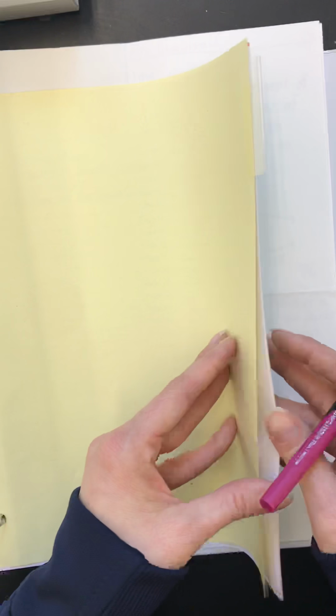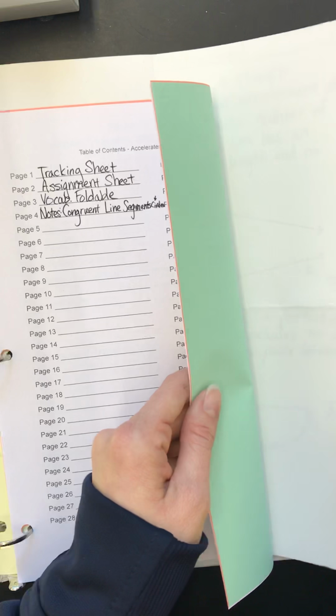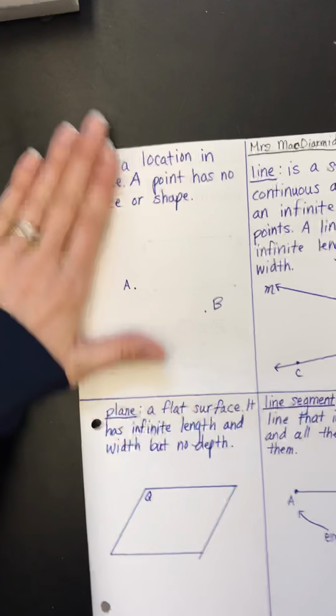Okay, so let's go ahead and open our binders. We're going to start with our vocab foldable on page 3. We're going to add 2 more vocabulary terms to that. So go ahead and take out your vocab foldable. Okay, mine was folded kind of funky. So here's your first page.